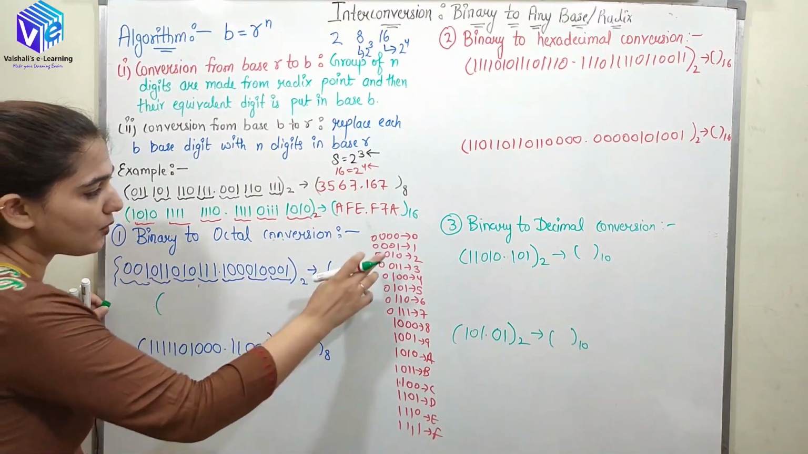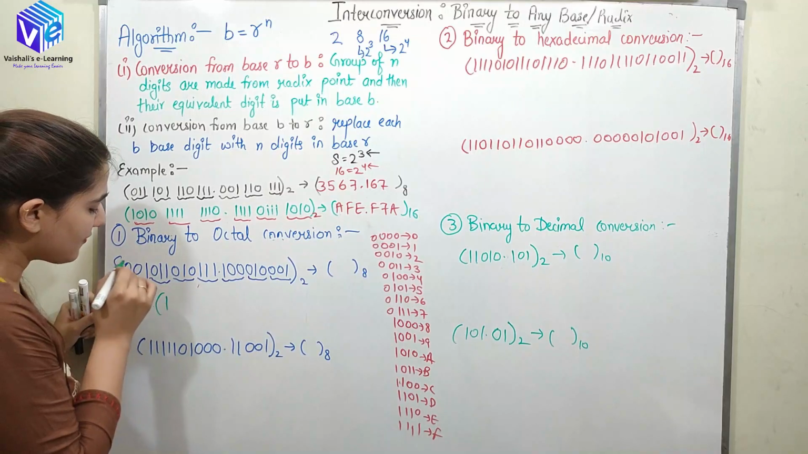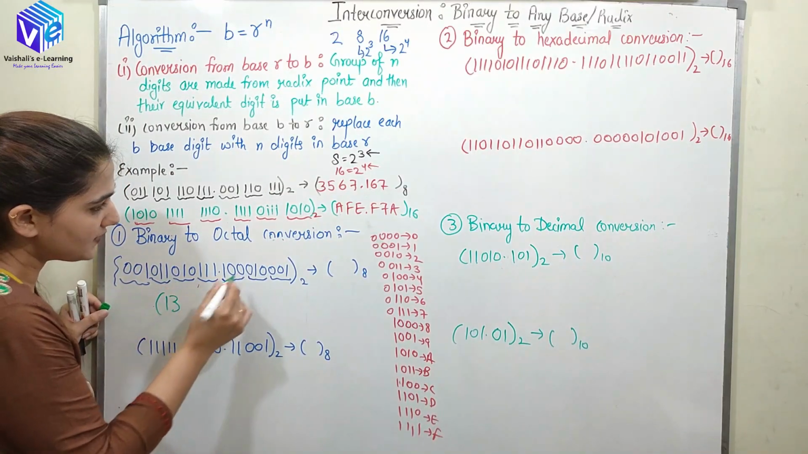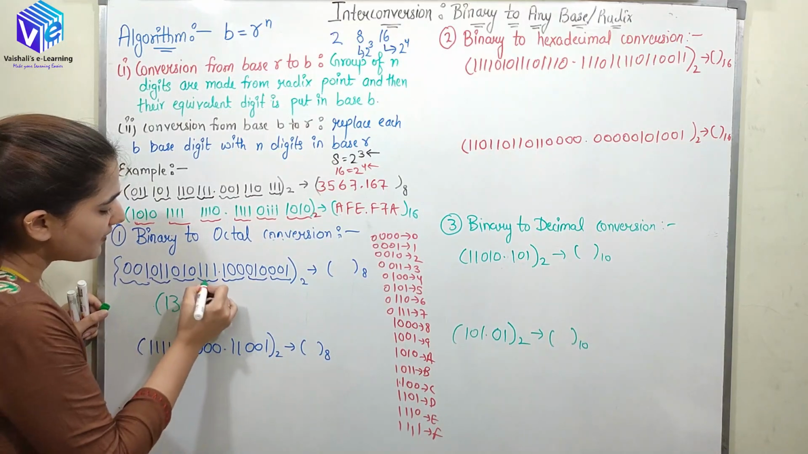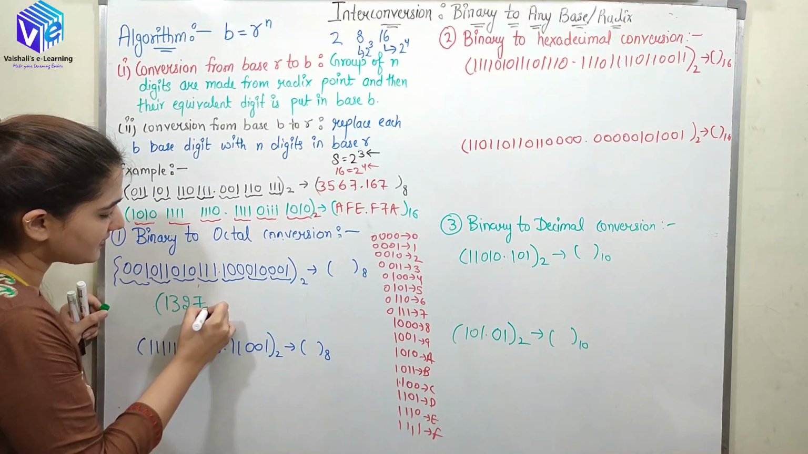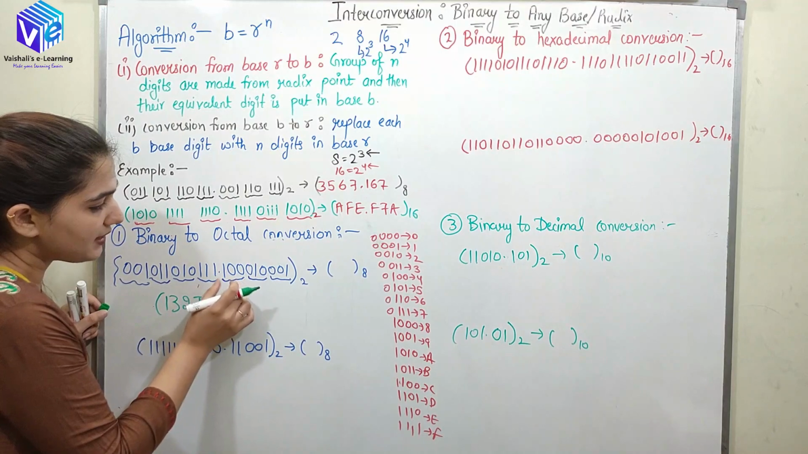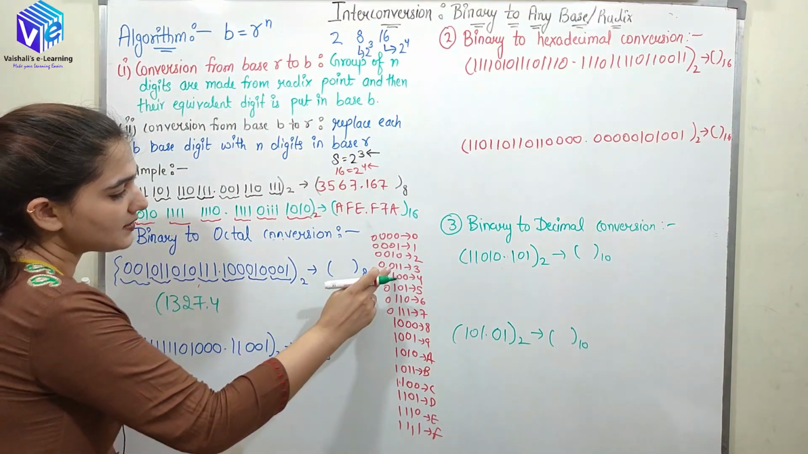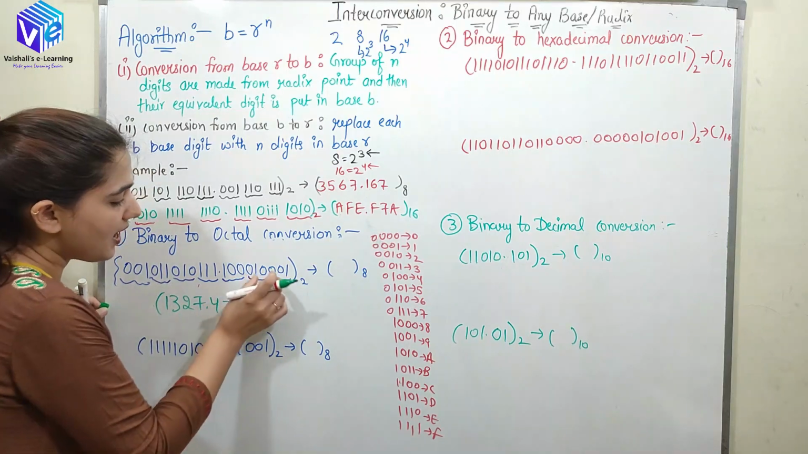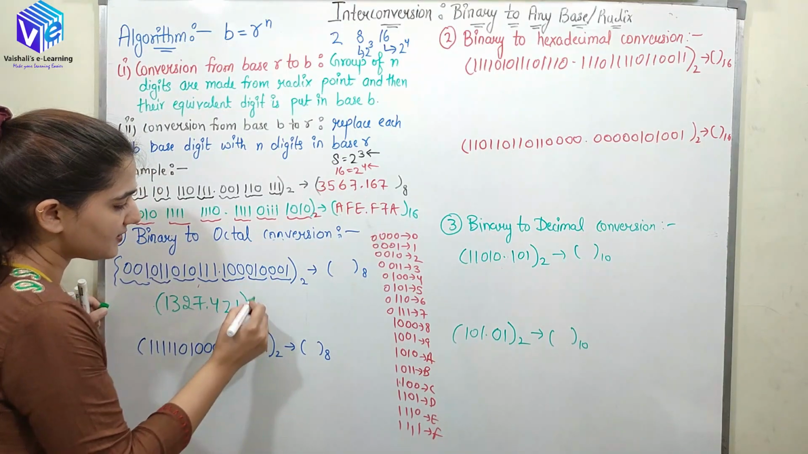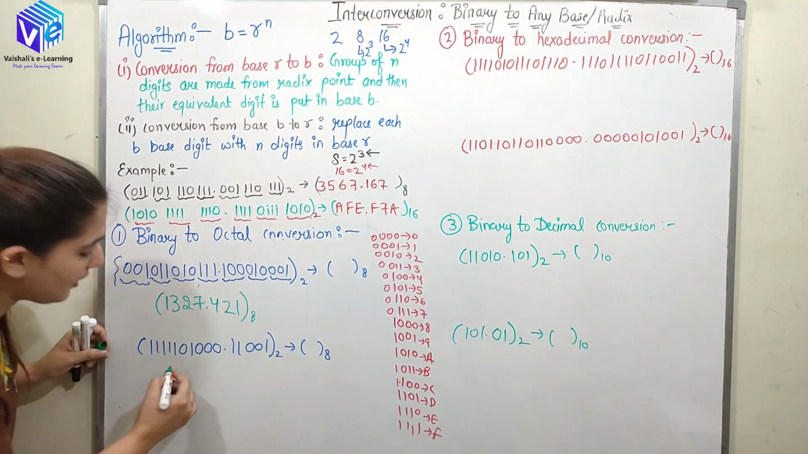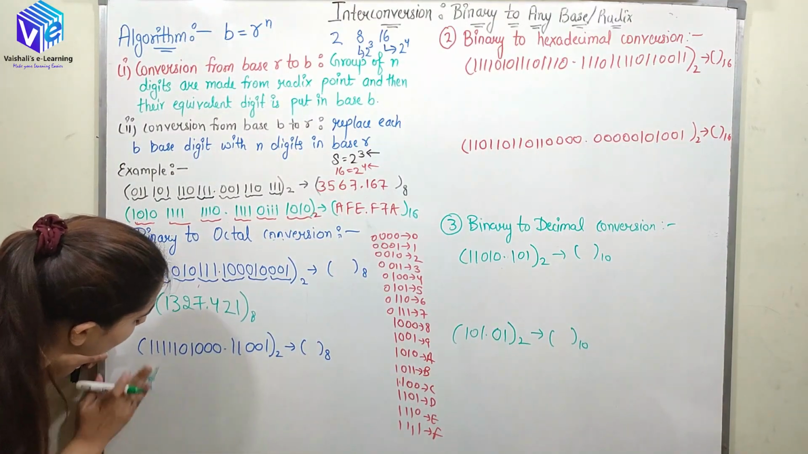We have 0, 0, 1 which represents 1. Then we have 0, 1, 1 which represents 3. Then we have 0, 1, 0 which represents 2. Then we have 1, 1, 1 which represents 7. After the decimal we have 1, 0, 0 which represents 4. Then we have 0, 1, 0 which represents 2. And then we have 0, 0, 1 which represents 1. So this is how I can simply do the conversion to the octal. One more question for your practice.